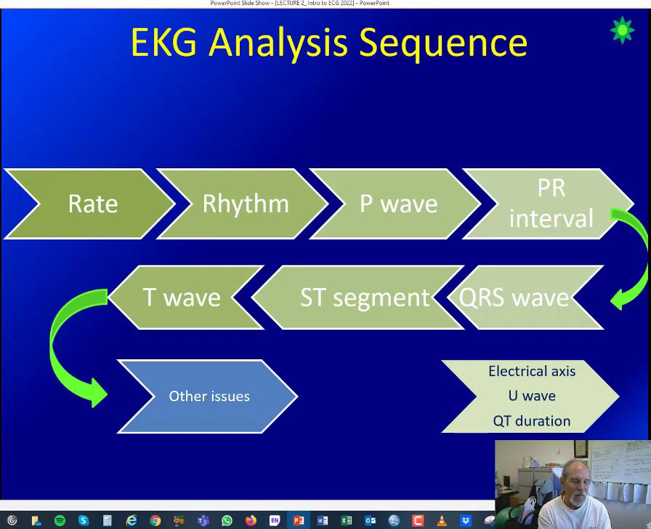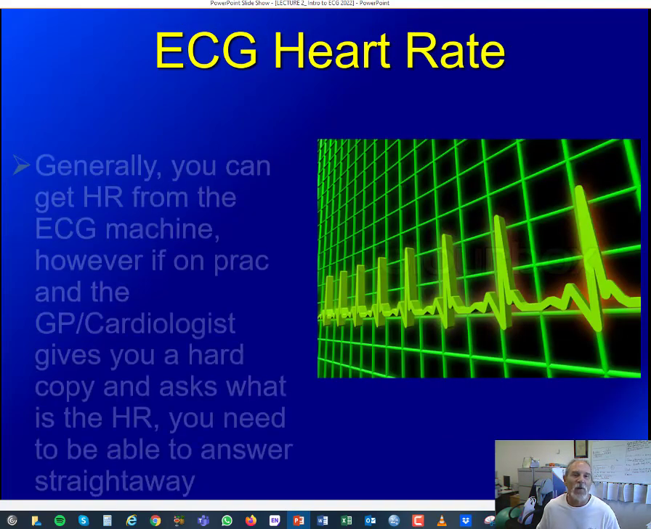You'll check that for every P wave there's a QRS, and for every QRS there's a P wave, etc. You'll look at the PR interval, you'll check the QRS complex, you'll look at any ST segment changes, the T wave, any other issues that you might notice, okay? And then you'll look at the axis deviation. Is there a U wave present or a significant Q? And the QT duration.